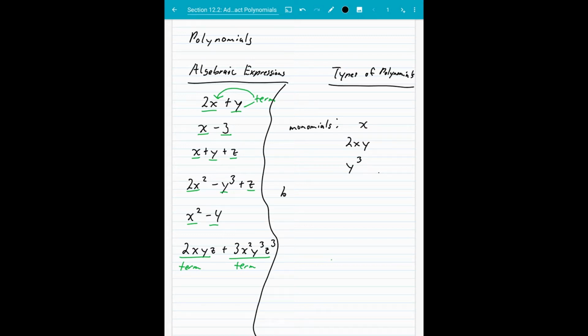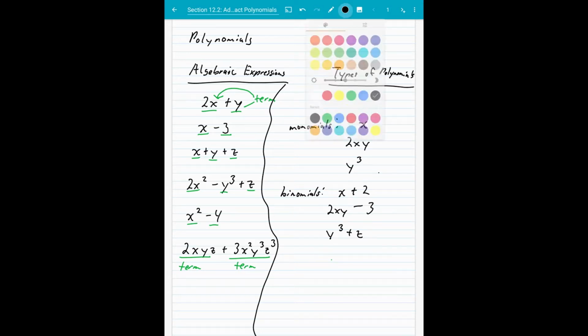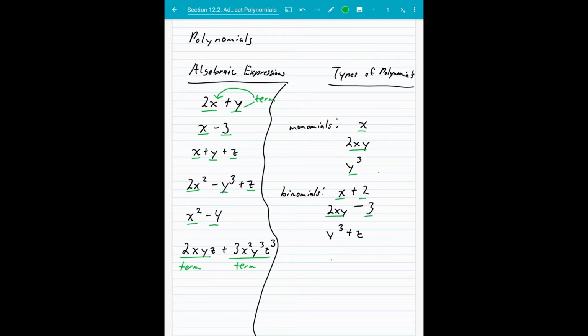Whereas a binomial would be something if I add another term. So x plus 2, or 2xy minus 3, or y to the third plus z. Notice each one of these right here is one term. Expressions with one term are considered monomials. Expressions with two terms are considered binomials.